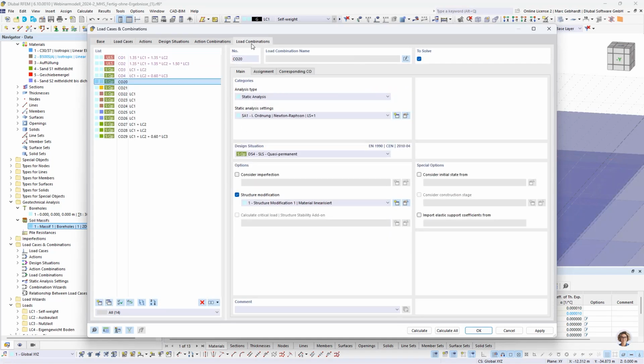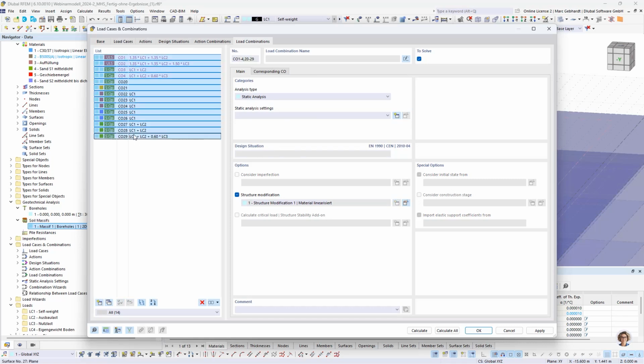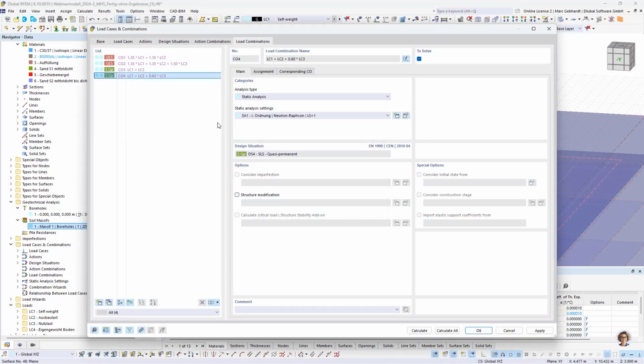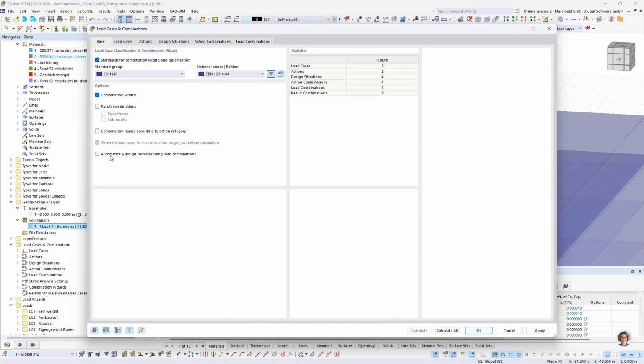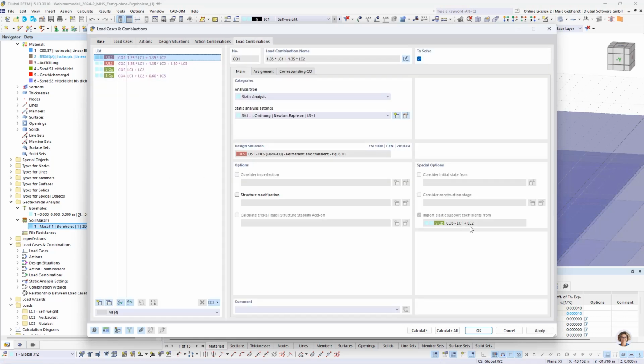And now we see there are some load combinations automatically generated. Now we see here the elastic support coefficients will be calculated, and here they will be imported. To see the corresponding combination, at this point we will use automatically assign corresponding load combinations. And now we see they are visible here.